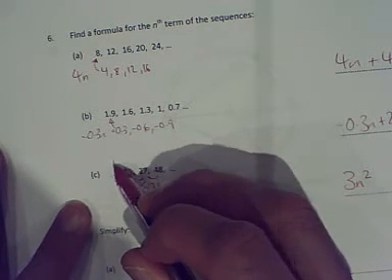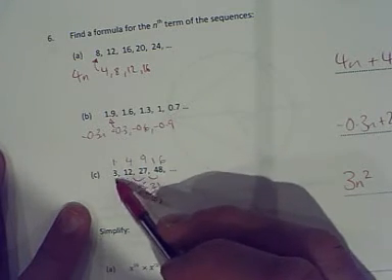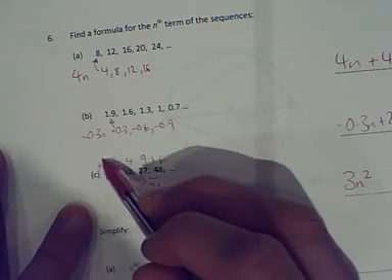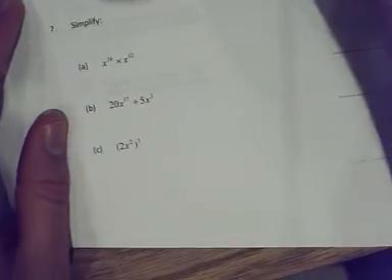And this sequence is quite an easy one. It happens to be 3 times n squared. N squared, remember, goes 1 squared, 2 squared, 3 squared, 4 squared. And if you take those numbers and triple them, you get this sequence. So if that's n squared, this is 3 times n squared.